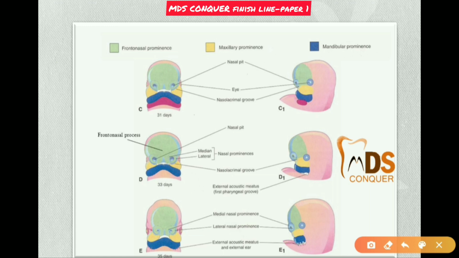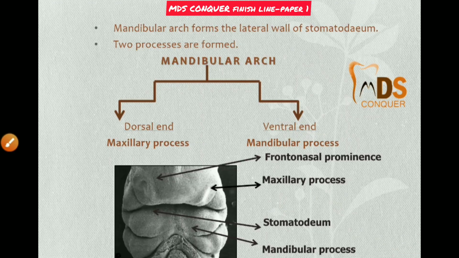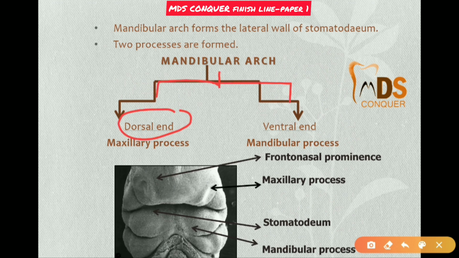Okay, so here you can see this mandibular prominence and this yellow colored part. You can color your diagrams also. This is the maxillary prominence, and this is the frontal process, and here you can see the median nasal prominence, lateral nasal prominence, and the external acoustic meatus and the external ear. Then the mandibular arch consists of two processes: at the dorsal end the maxillary process can be seen like this, whereas at the ventral end the mandibular process is seen.